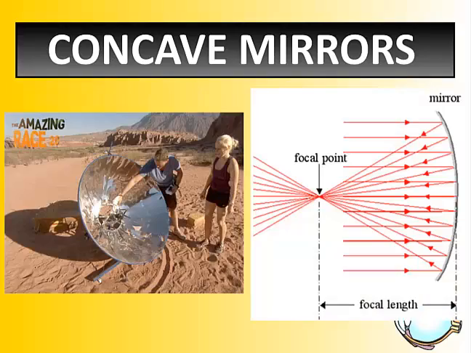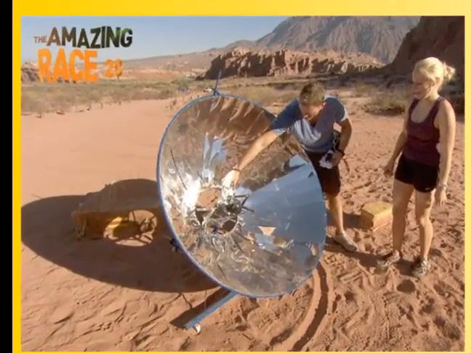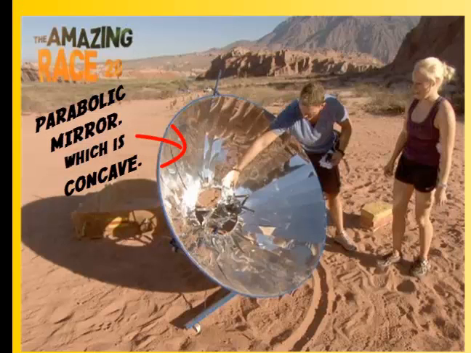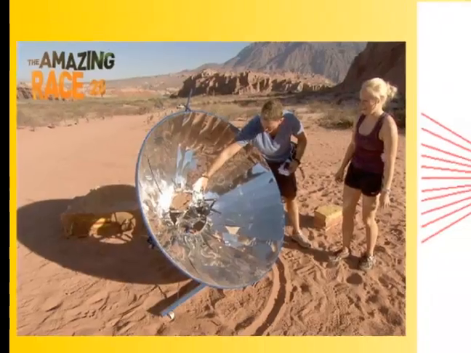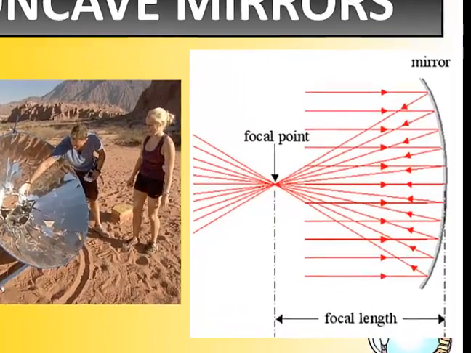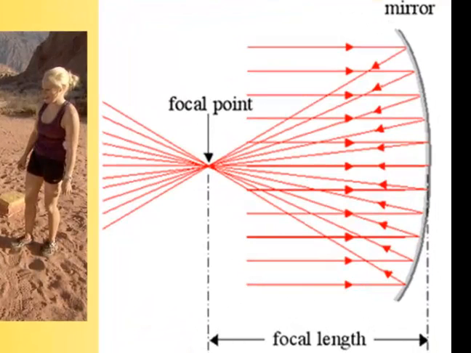If you ever watched The Amazing Race a couple seasons ago, they had to cook a hot dog or boil a pot of water, I can't remember which one it was, using this mirror. They had to build the mirror, and it was a solar cooker. The light rays, when they came in from the sun, reflected to a very specific point, and at that point was the object they needed to heat. You can see on the diagram on the right how all the light rays coming into the mirror are straight, but then as they strike the mirror, they're all focused to a very specific point called the focal point. And that focal point is the brightest and strongest point of reflection.